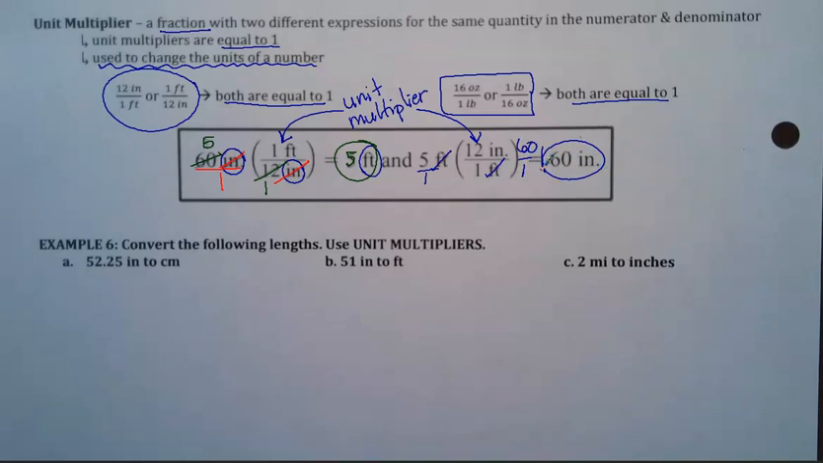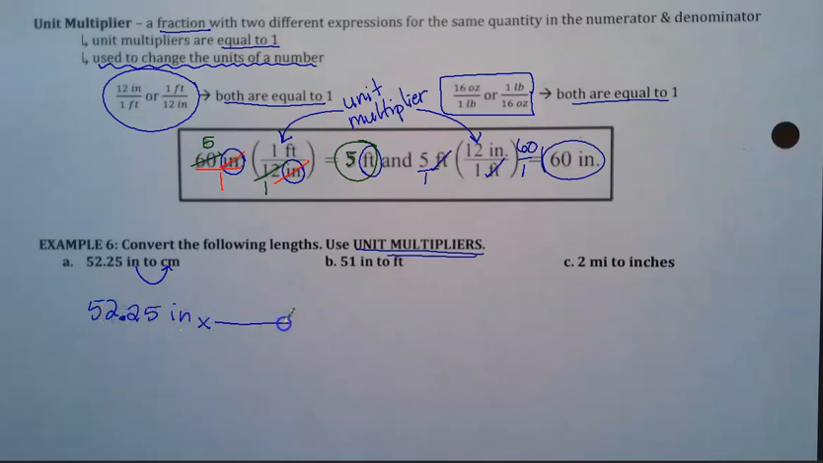Again, it may not make the most sense looking at that example, but let's try the next 3. Example 6, we're going to convert the following lengths, and we're going to use unit multipliers to do it. Okay, that's the thing in your homework. There's some you could do without, but I want you to practice. So we're going from inches to centimeters. So I'm going to start with 52.25 inches. That's what I have.